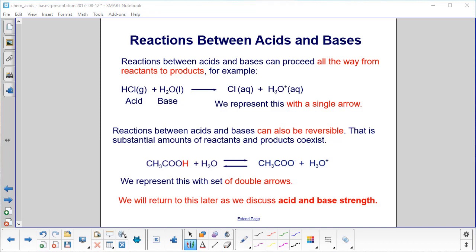Reactions between acids and bases can proceed all the way from reactants to products. For example, we have HCl plus water dissociating completely into your chlorine ions and your hydronium ions all the way, so we have a single arrow. They can also be reversible. That is, substantial amounts of reactants and products may coexist, and we will represent that with a set of double arrows. We'll return to this later when we discuss acid and base strength.